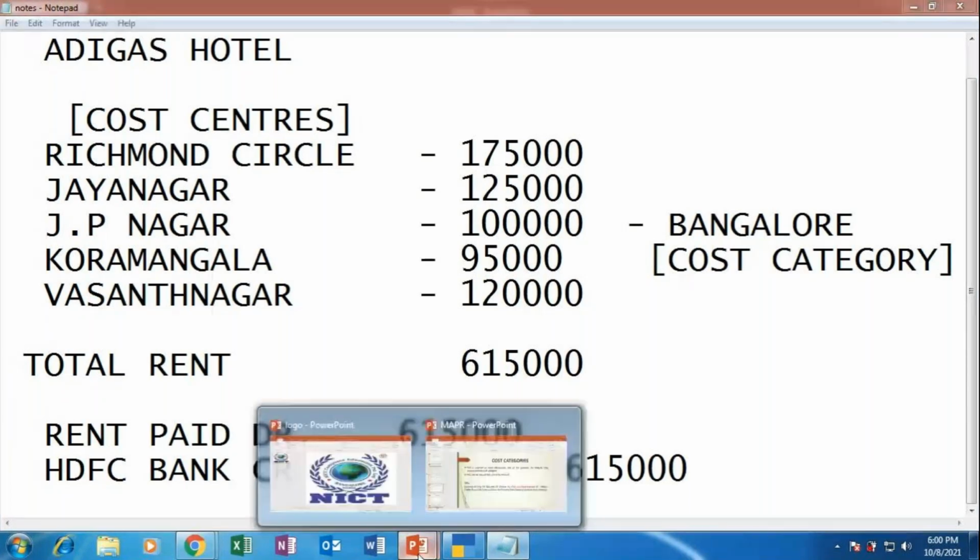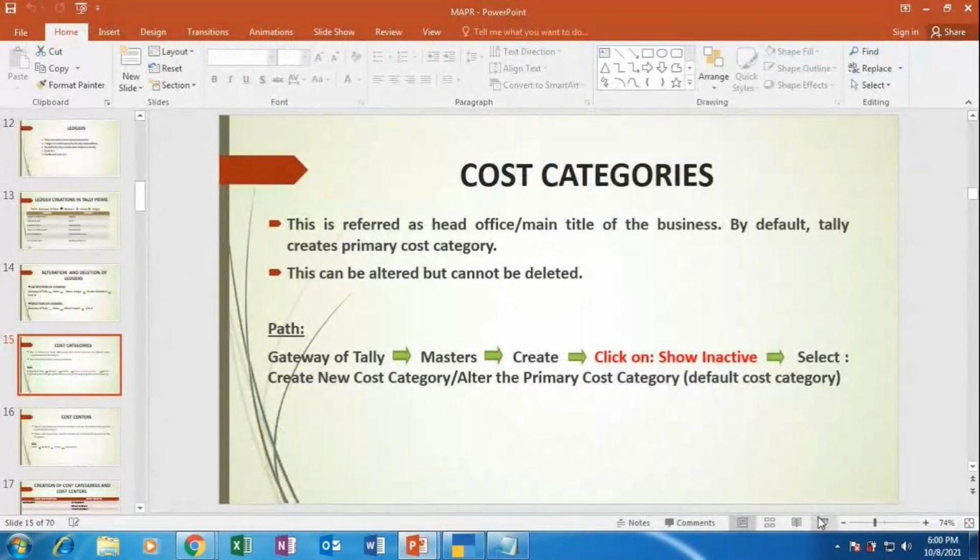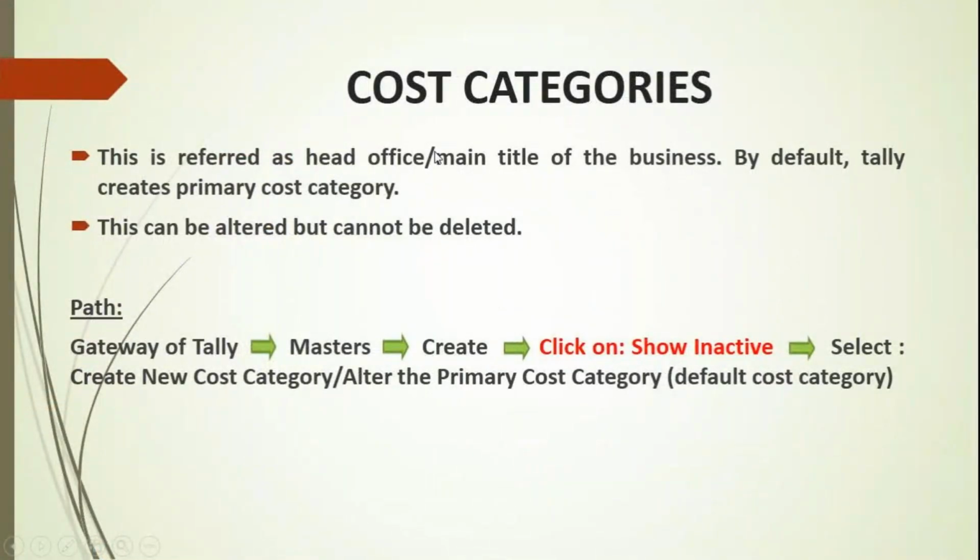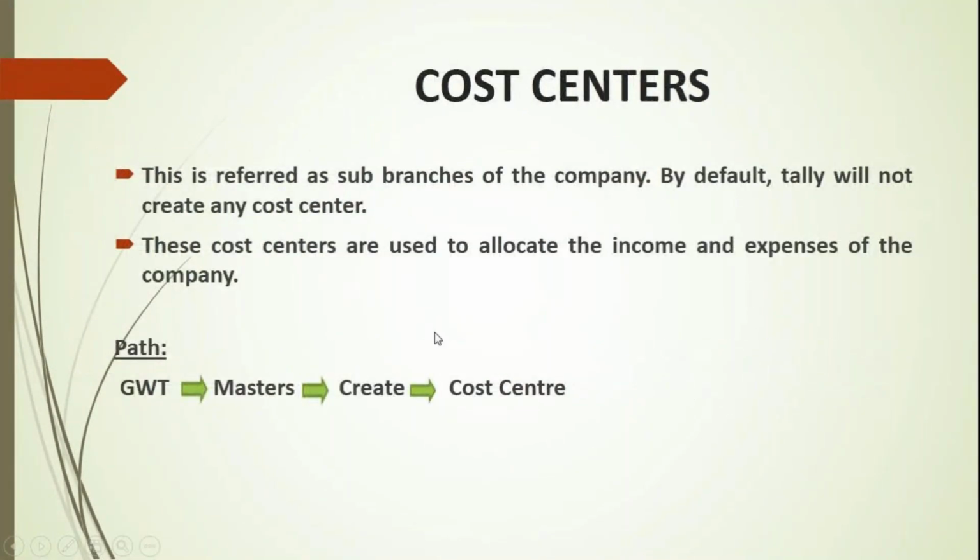So just now what I explained, the cost category is referred to as the head office or main title of the business, right? So where is the head office here? All are in Bangalore. So Bangalore becomes the head here. And what is the cost center? It is referred to as the sub branches of the company.